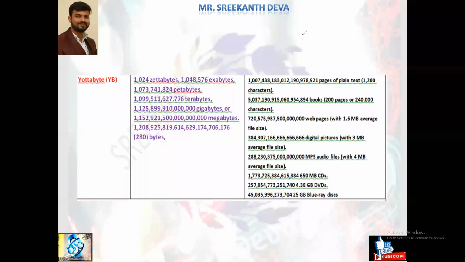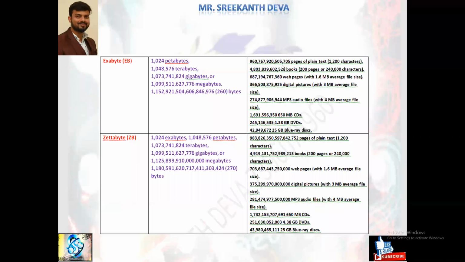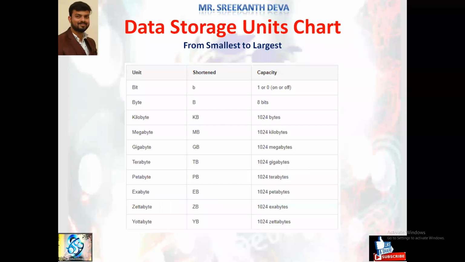So this is about data storage units. Basically these data storage units are represented in the form of bit, byte, kilobyte, megabyte, gigabyte, terabyte, petabyte, exabyte, zettabyte, and yottabyte. But you need to remember, in programming in C language, this 8 bits represents what?